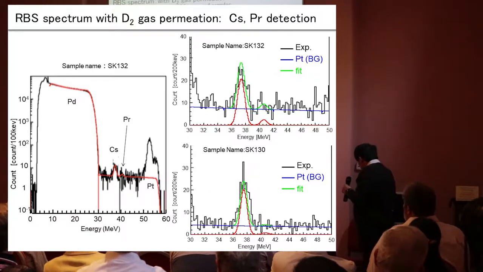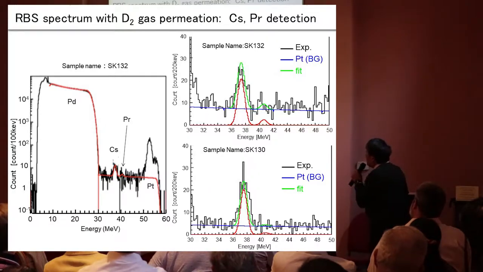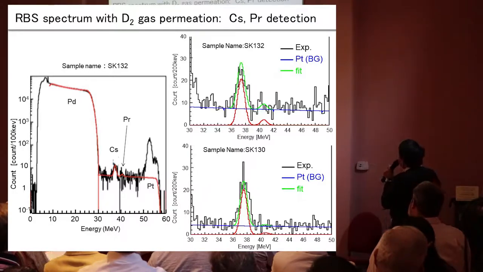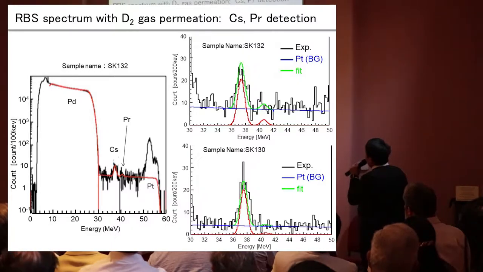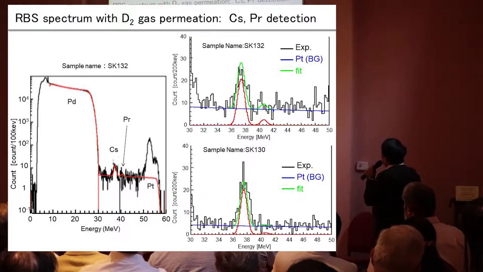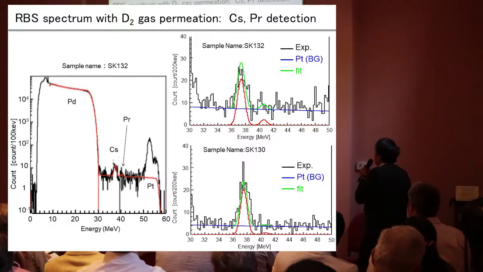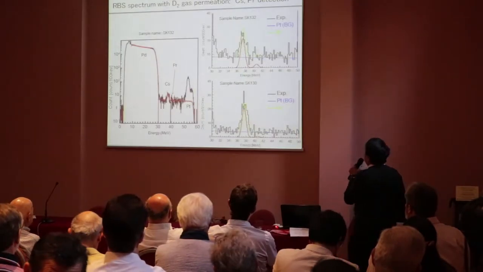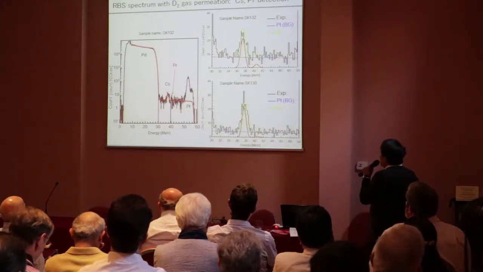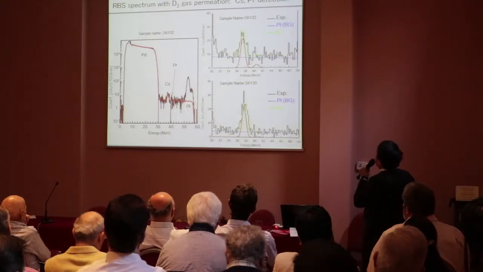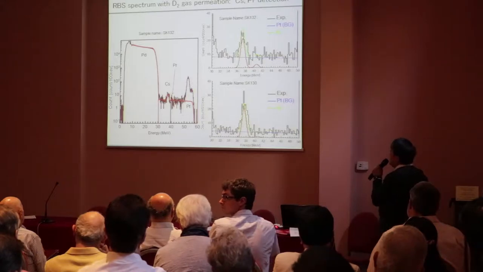The horizontal axis is the energy, with counts on a linear scale. The black line is experimental, the blue line is platinum background, the green line is the fitting data, and the red line is the fitting data excluding the platinum background. So this energy corresponds to cesium and platinum, and we can identify platinum in the samples. There is a peak, like a platinum peak, which shows platinum exists near the surface.